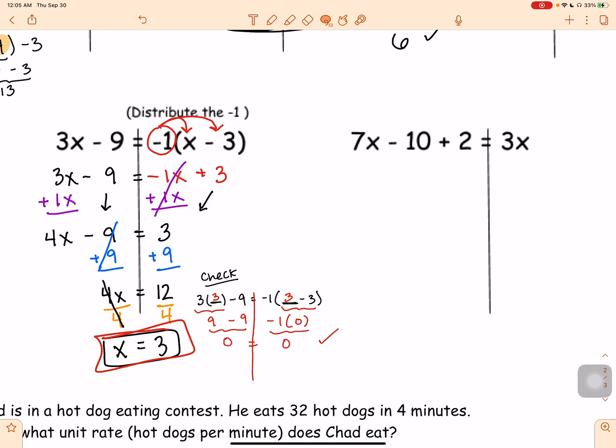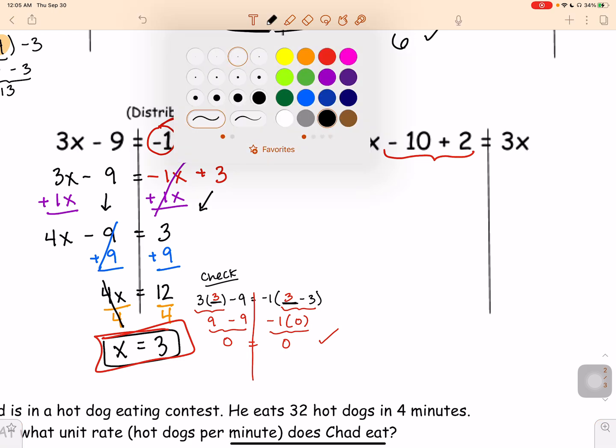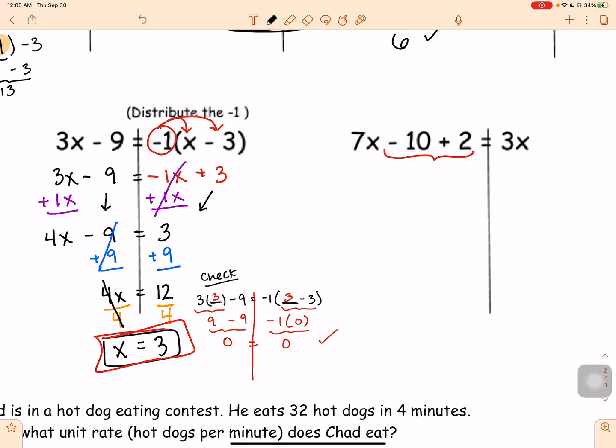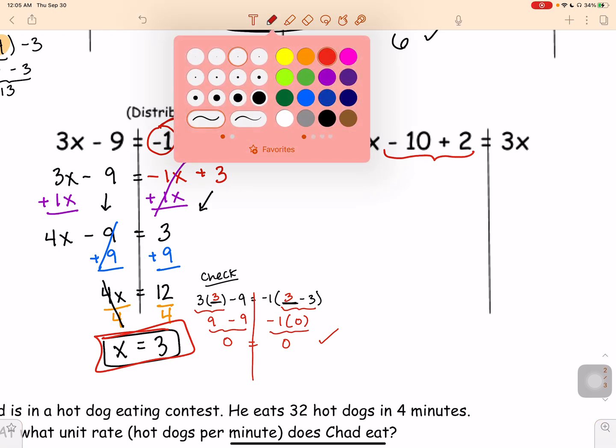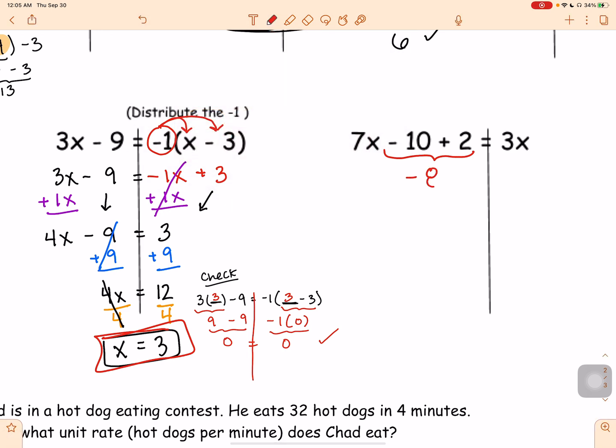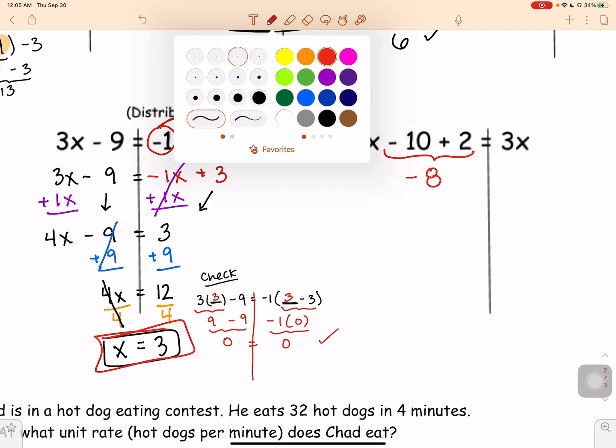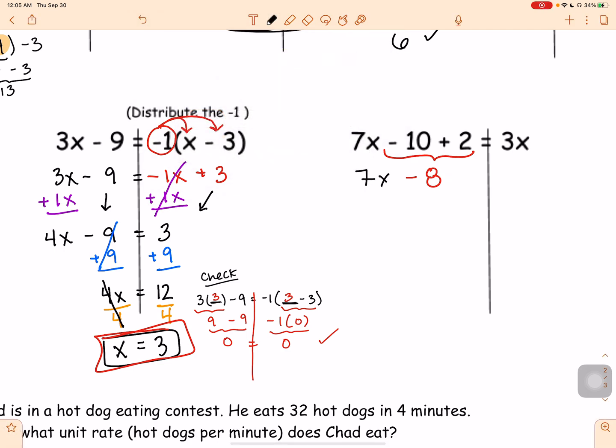Okay, so now over here, 7x minus 10 plus 2 equals 3x. I notice on this side here that I have two like terms. The negative 10 and the 2 both do not have a variable. So we can simplify those two to minimize our equation here. Negative 10 plus 2 is negative 8. Okay, so then I'm just going to rewrite the 7x here. 7x minus 8 equals 3x.